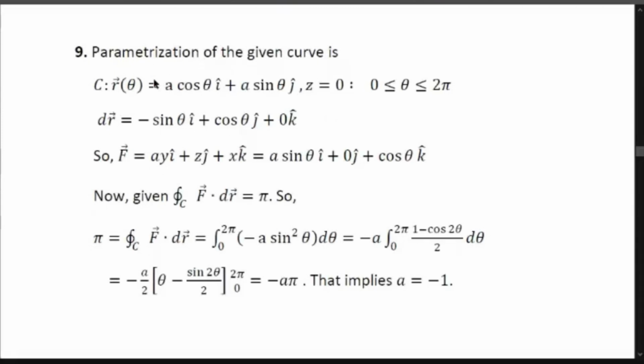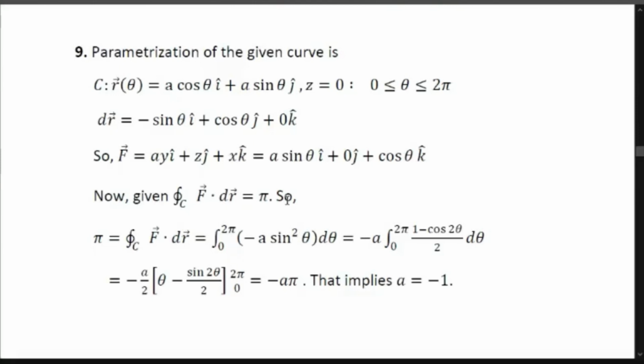So here again, I have parameterized the curve. Sorry, once again, let me look at the question. It is not a cos theta, it is cos theta i plus sin theta j and z equal to 0. A is equal to 1, the radius is 1. So dr is minus sin theta i plus cos theta j. So F in the parametric form is a sin theta i plus 0j plus cos theta k.